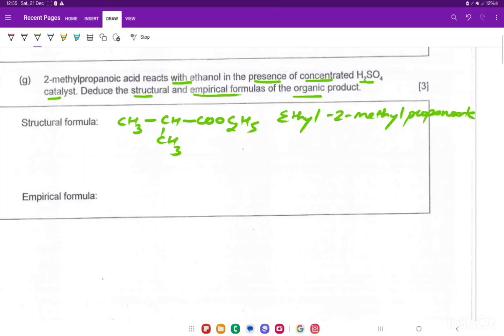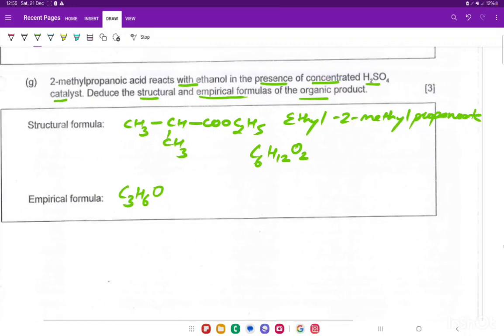The molecular formula for this will be C6H12O2, and the empirical formula will be, if I divide by 2, C3H6O. That should be the answer for this. I am reacting ethanol and 2-methyl propanoic acid, and the ester will be ethyl 2-methyl propanoate.